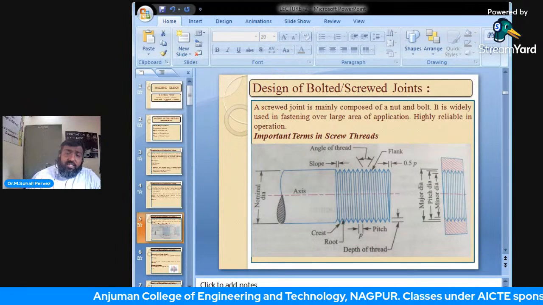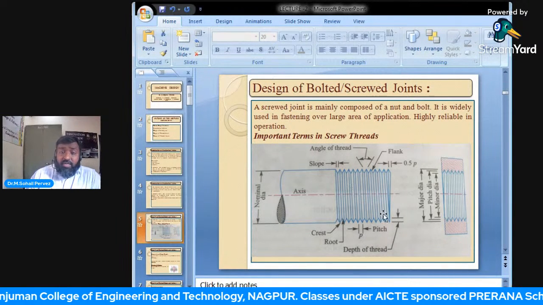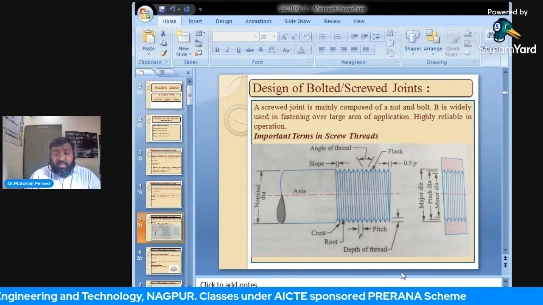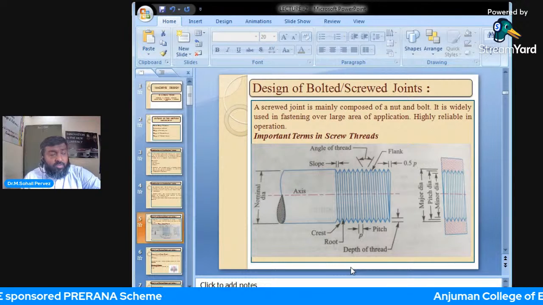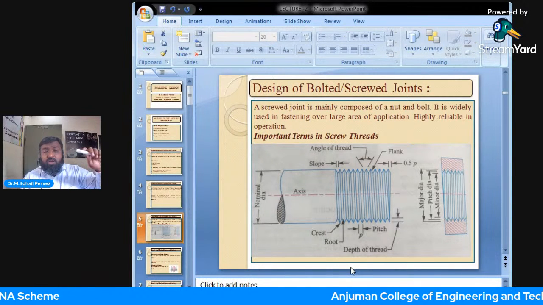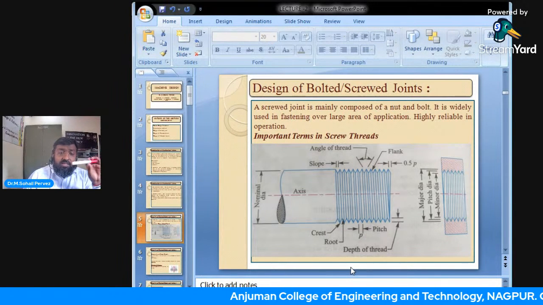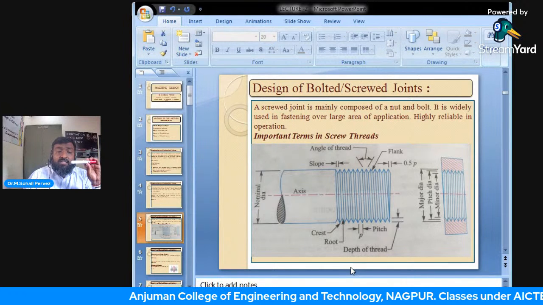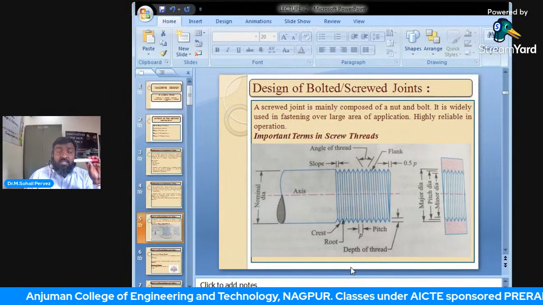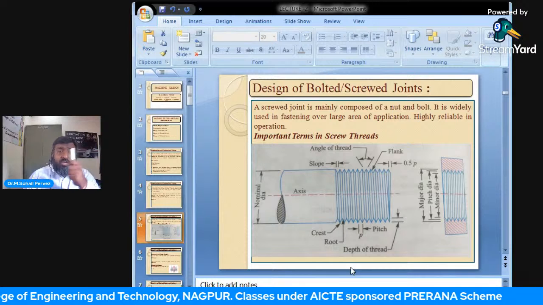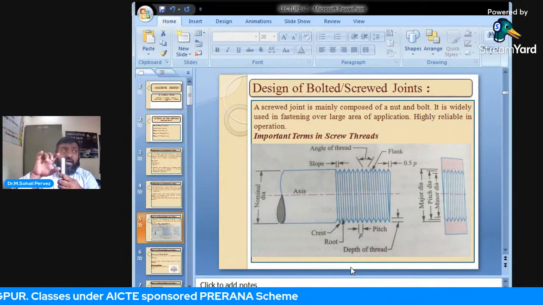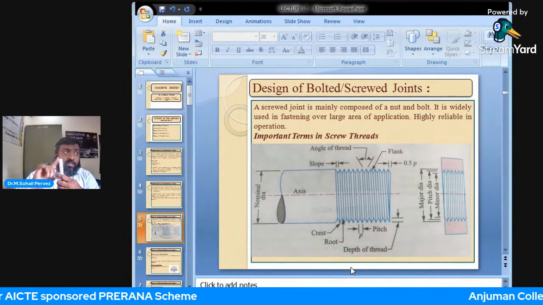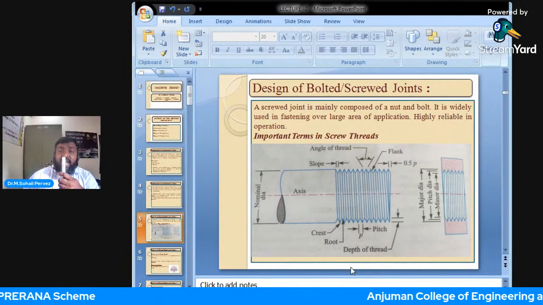Now, as far as design is concerned, important terms are used in the design of screw threads. See, a screw thread is generally made out of a solid bar. Okay, so this is the solid bar. Just take for consideration the solid bar. Now, this solid bar is generally known as a shank. It is having some diameter D of say 50 mm. So it will be known as a shank.